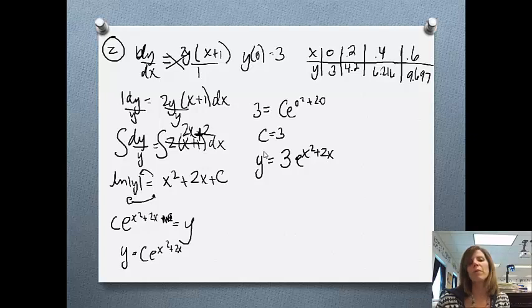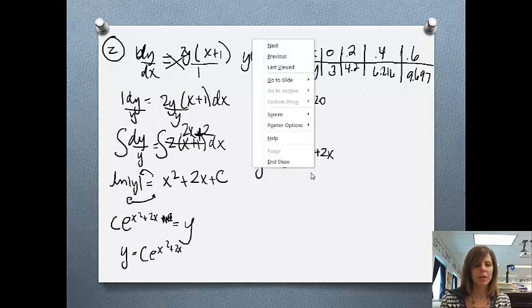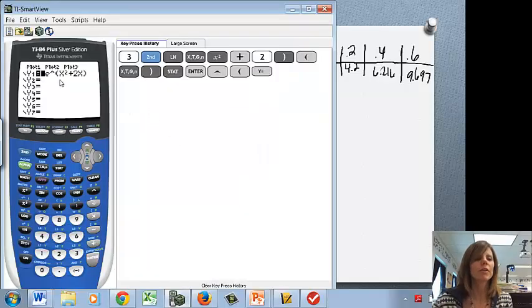So again, what we would like to do is compare the table that we got to the equation that we got, and I just want to show you that the points actually are approximating the actual solution. So go ahead and get your calculator at this point in time, and I will get mine too. All right, so I have my calculator now. First of all, I went into the graph screen and typed in 3e to the x squared plus 2x. If you need to pause for a second and type yours in as well, that's fine.